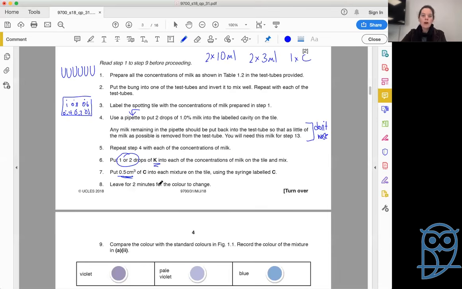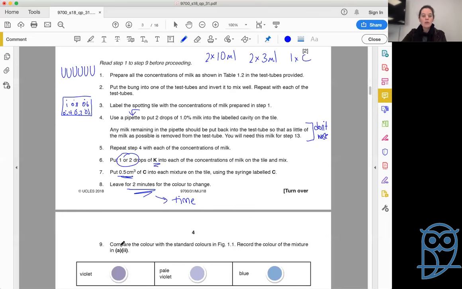So this is why we want to read these steps 1 to 9, because we've got to think through in our head how much liquid we are putting into each of these drops. Okay, leave for 2 minutes for the color to change. We're going to have to time that with a stopwatch.